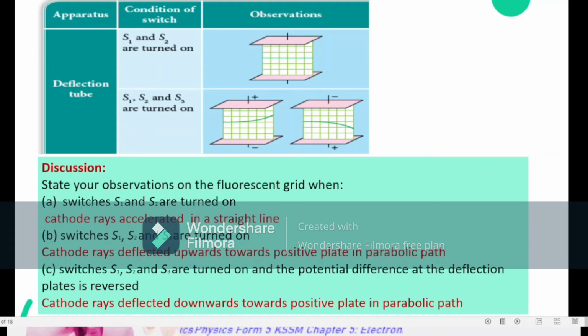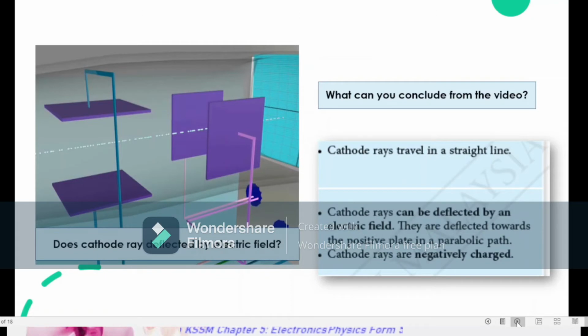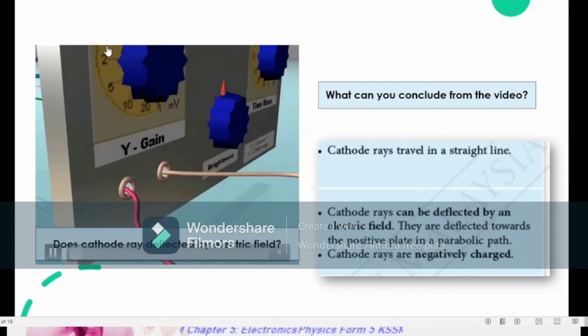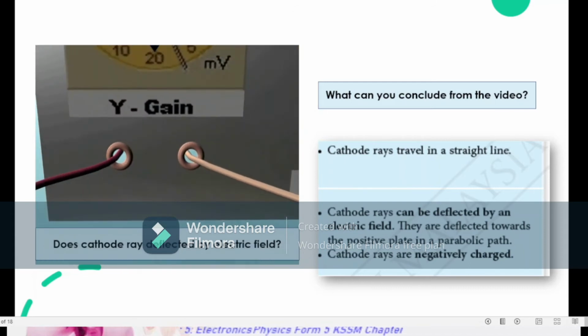So based on this activity, what can we say about the properties of cathode rays? Okay, before that, let's look at one more video to observe what happens to electrons when they travel in an electric field. Are cathode rays deflected by an electric field or not? So you can see this is the plate. This one will cause the cathode rays to be deflected up or down. The deflection plate, which is the Y plate, is connected to the point we call Y gain.